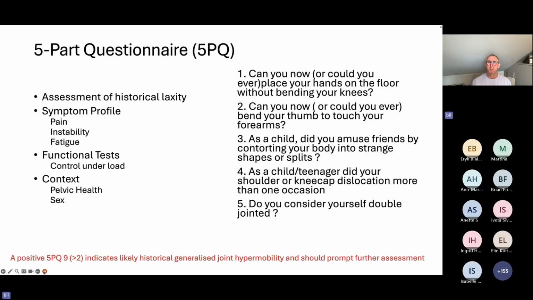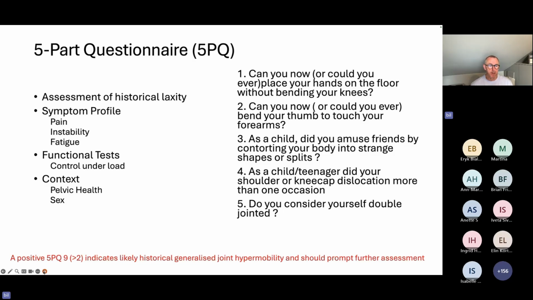And the questions we ask are things like, can you now or could you ever place your hands on the floor without bending your knees? Can you now or could you ever bend your thumb to touch your forearms? So it's asking some of those questions of the Beighton, but it's asking it in a historical way. And as a child, did you amuse your friends by contorting your body into strange shapes or splits? And as a child or teenager, did your shoulder or kneecap dislocate on more than one occasion? Then the other question is, do you consider yourself double jointed? What's your life experience with this?